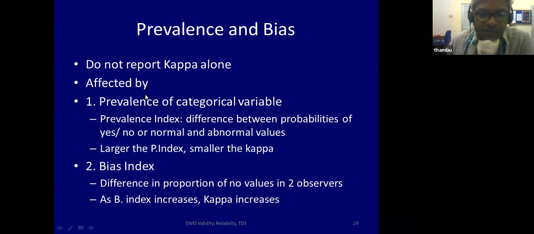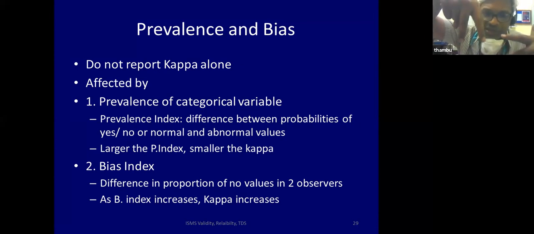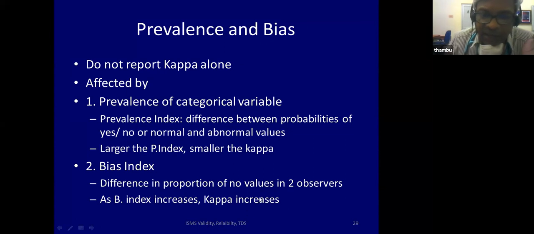So there are two things we must correct for when we're doing kappa. One is prevalence correction. The second is called bias correction. Now, bias is the difference in the proportion of no values in the two observers. So if the two observers are going to say yes or no disease, then you want to see how often they're saying no. Both of them should say no in almost the same number. The difference in the proportion of the time they're saying no is called the bias index. As the bias index increases, kappa increases.